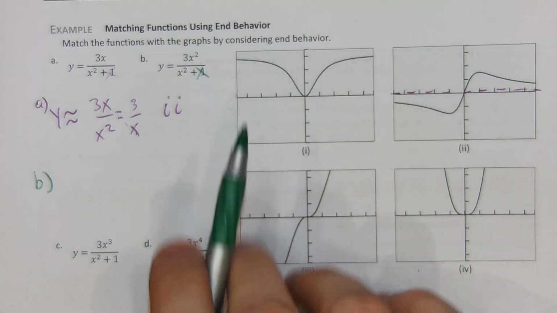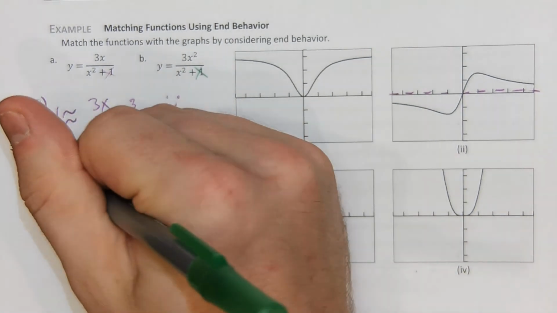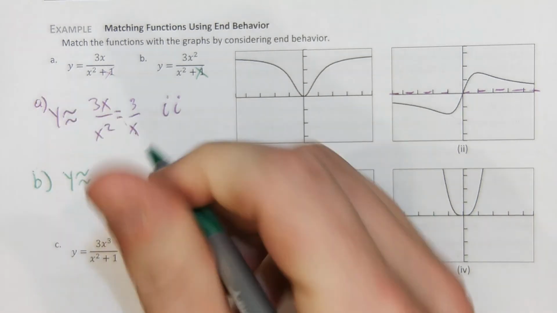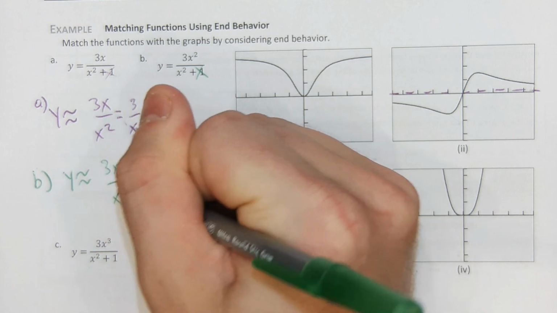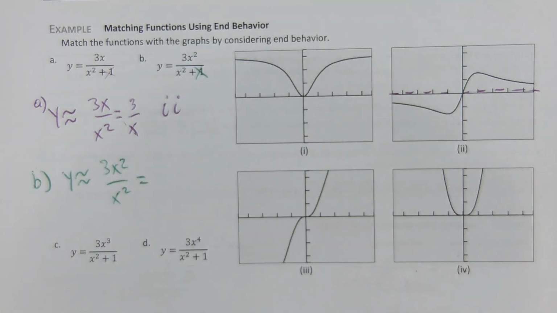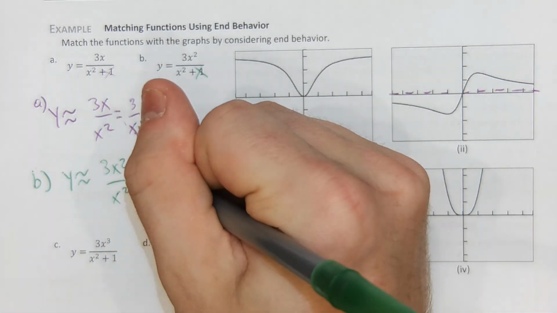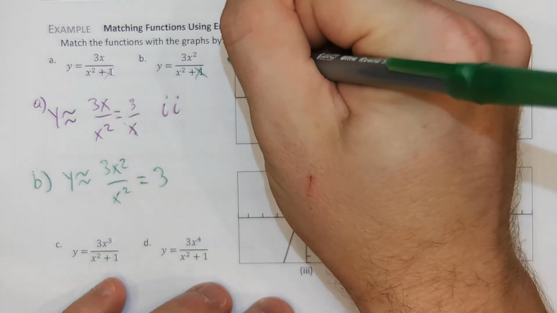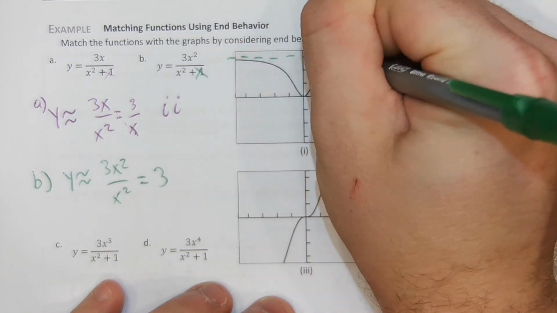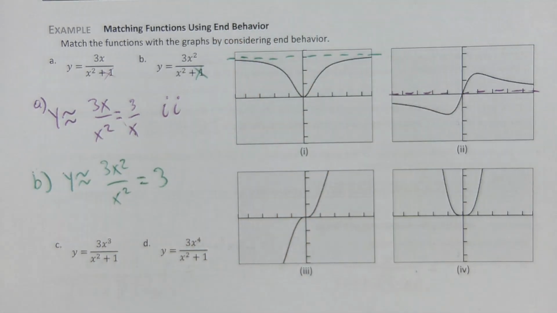Anywho, this y is going to be essentially equal to 3x squared over x squared at the infinities. And those x squareds would cancel, giving us y equals 3. Y equals 3 is a horizontal line. So that is happening at graph I.